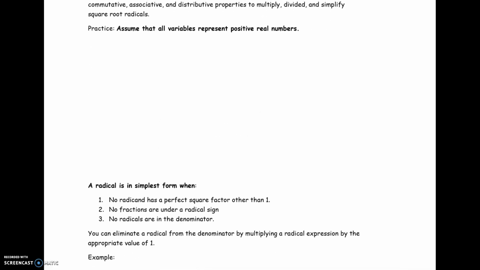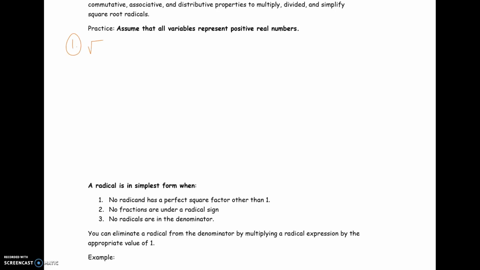Okay. So now that it's saying assume that all variables represent positive numbers, that tells us if we have a variable, we don't have to worry about absolute value symbols with your variables. So I'll make sure we talk about that if we have any of those. All right, so what does this look like? What makes this different than what we've already done?